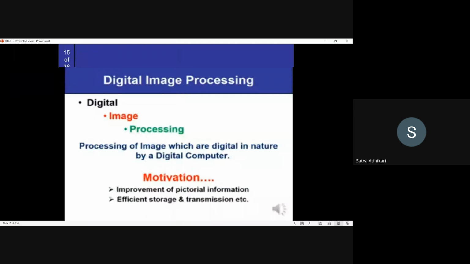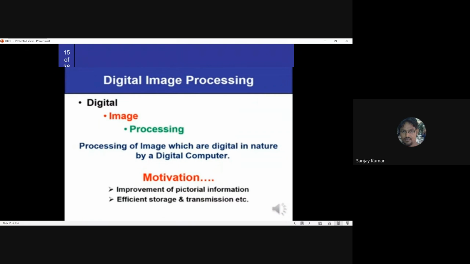Suppose you draw an image in your copy and change it. It is not known as digital image processing because when you draw a picture in a copy, it is not a digital image. But when you use a digital computer, you are processing an image. That is known as digital image processing.